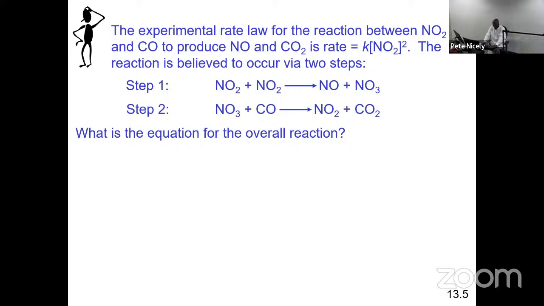Okay, so here's an example where you're given the rate law. Let's say somebody did the experiment for this reaction, and they determined that the rate is equal to the rate constant times the concentration of nitrogen dioxide squared. So it is believed that the mechanism is shown here. Step one would be two nitrogen dioxide molecules reacting to form nitrogen monoxide and nitrogen trioxide. And then the next step is where nitrogen trioxide reacts with carbon monoxide to give you NO2 and CO2.